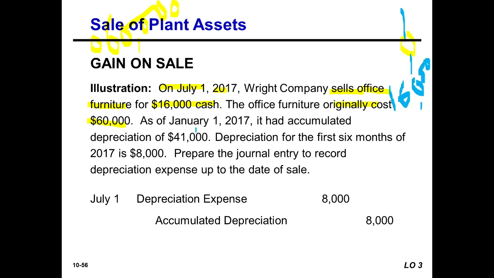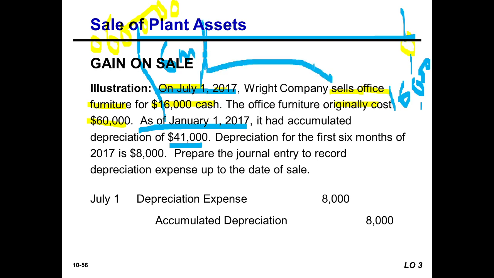As on January 1, 2017, it had accumulated depreciation of 41,000. Suppose this point is January 1, 2017, and this is July 1, so 6 months. We are selling our office furniture after 6 months. At January 1 we calculated our accumulated depreciation, which was 41,000 taka. The depreciation for the first 6 months of 2017 is 8,000 taka.